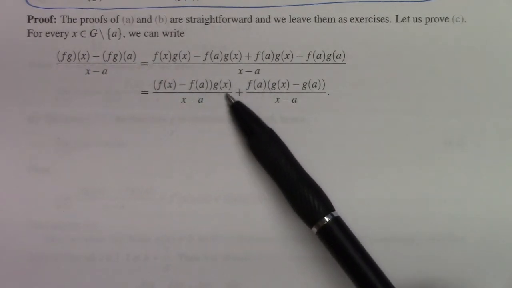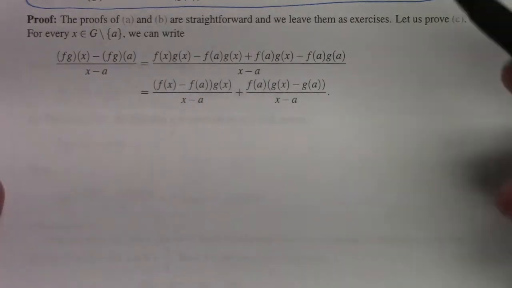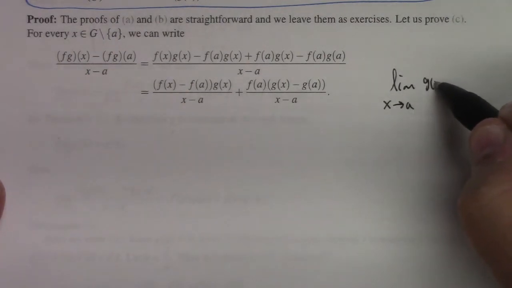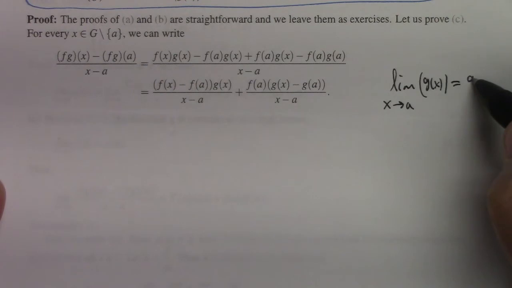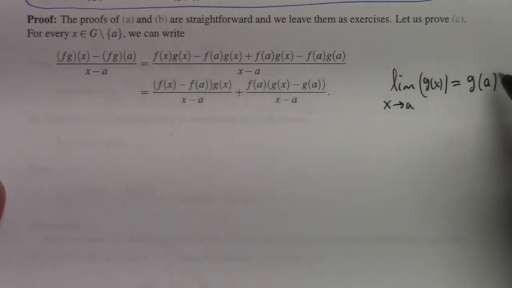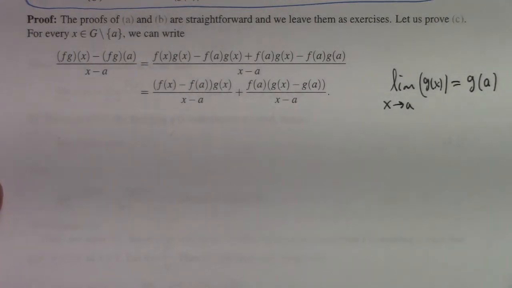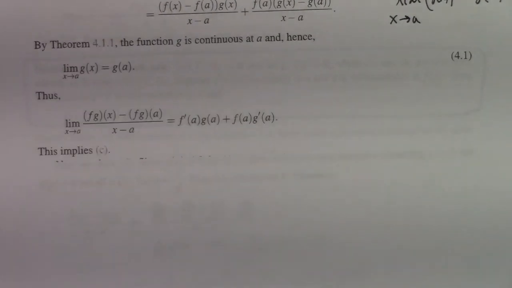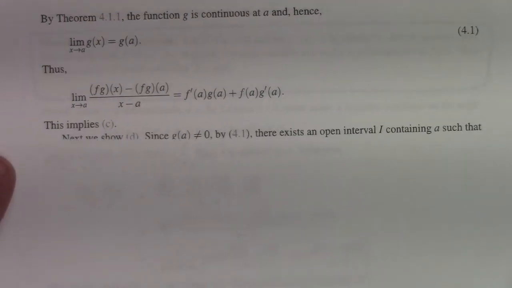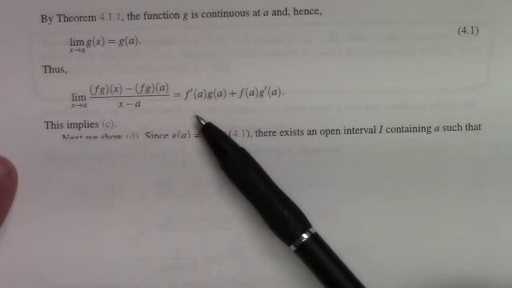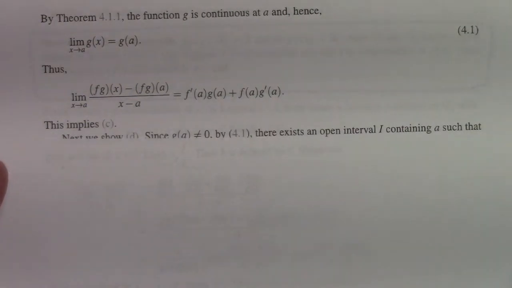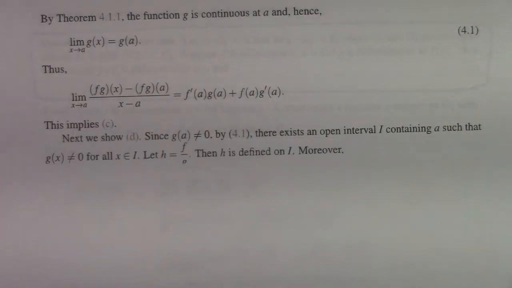Over here, the limit as x goes to a of g of x, well, we know that that's equal to g of a, because if g is differentiable, then it's continuous. So by the previous result, we get that. And so you take the limit, and they can't be bothered to write down the limit law that applies here. Fine, whatever. I could afford to see a little bit more detail in that proof.